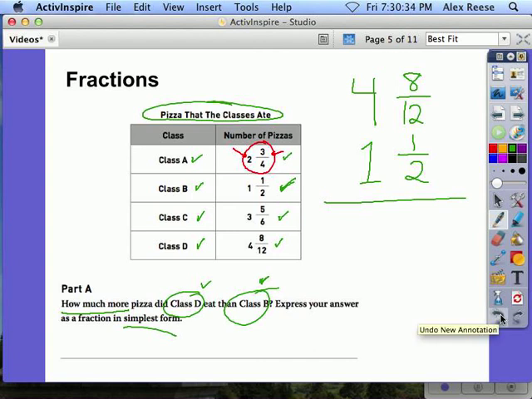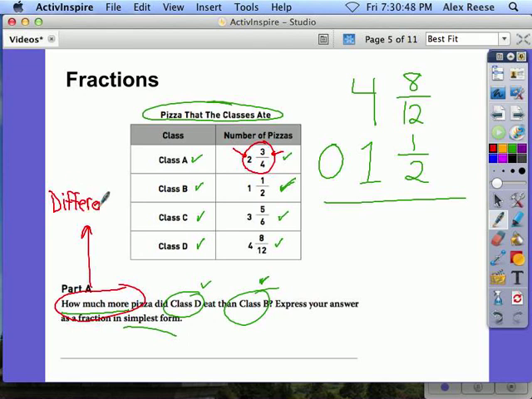Now when I go ahead and do this question, I need to figure out what operation I am doing here. Because the question said how much more, that tells me that I'm trying to find a difference. We're trying to find the difference between the amount of pizza that Class D ate and the amount that Class B ate. And because we're trying to find a difference, this means that we are going to subtract. So the operation we use in this question is subtract. Do not forget to include the operation, and do not forget about your whole numbers when you complete these problems.